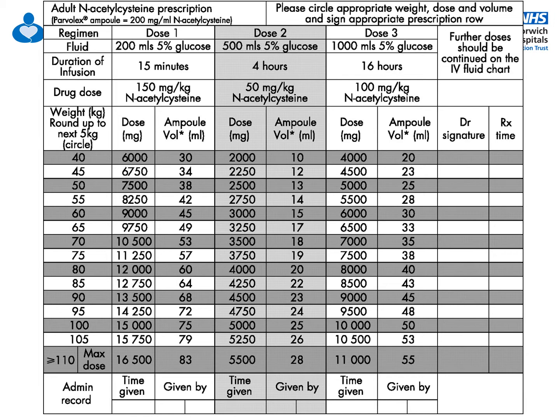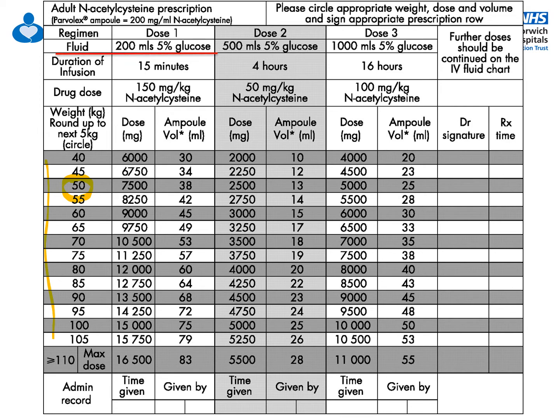So you see down the side here, we've got the weight, so the doctor will circle roughly up to sort of round it up. So let's say they were 50 kilograms, they'd circle that, sign it at the bottom and give that to the nurse to draw up and give. It does look quite overwhelming, but once you get used to it, it's not too bad.